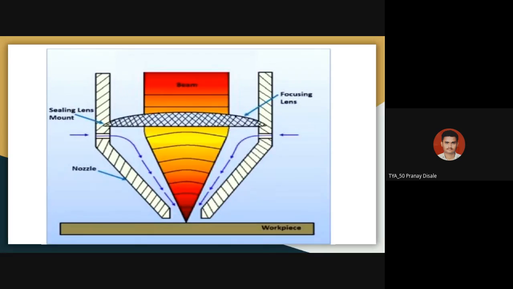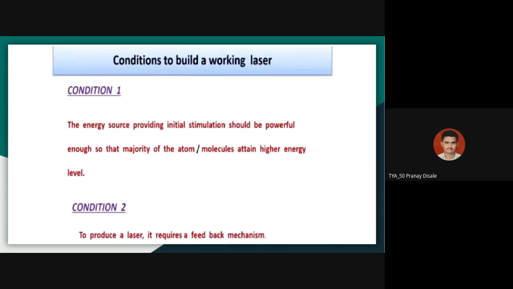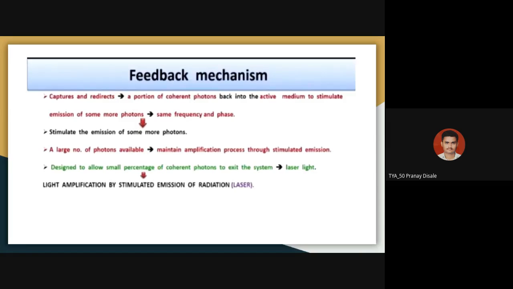So here, the first condition for our working laser is that we require a high energy density source. That condition is fulfilled. Now the feedback mechanism. As we know, to produce that laser, we require the feedback mechanism. So now I will explain the feedback mechanism.